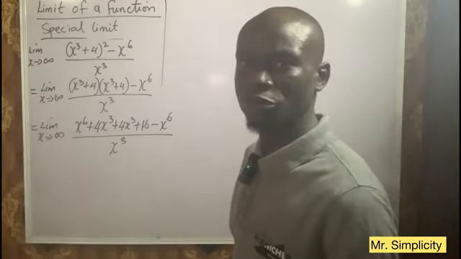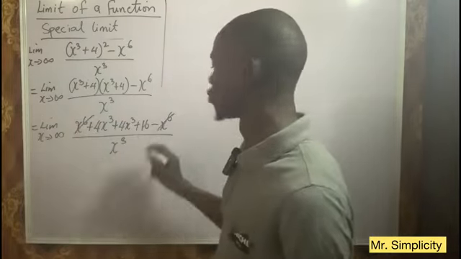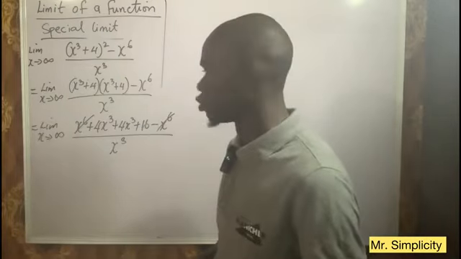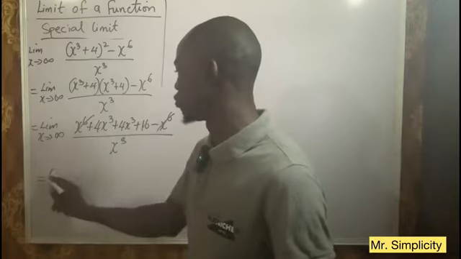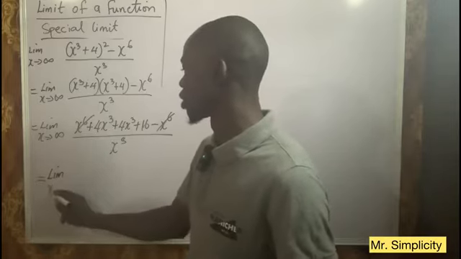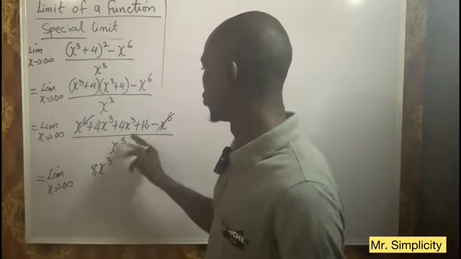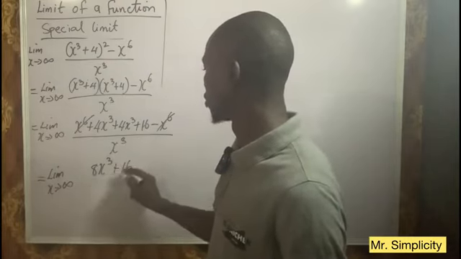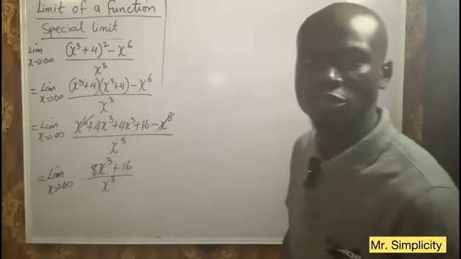Do you notice that the x raised to power 6 are going to cancel now? Yes. x raised to power 6 minus x raised to power 6 is gone. So if I look at the like terms, 4x cubed plus 4x cubed will give me 8x cubed. So now I have limit as x tends to infinity, 8x cubed plus 16 over x cubed. Now we know the highest power is x cubed.